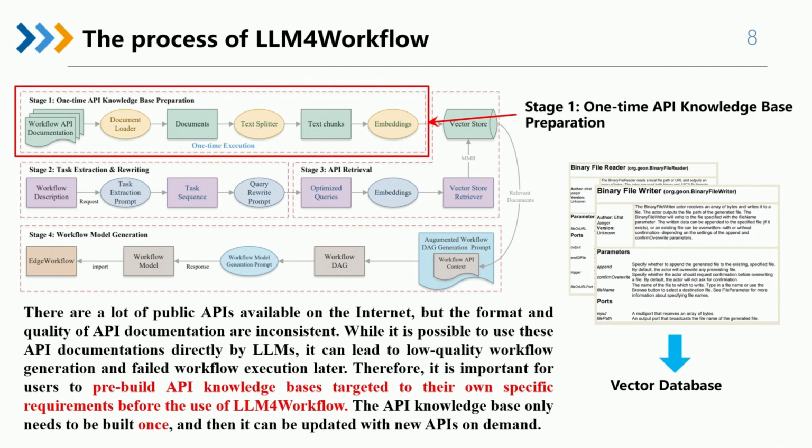Stage 1 is one-time API knowledge base preparation. There are a lot of public APIs available on the internet, but the format and quality of API documentation are inconsistent. While it is possible to use these API documentations directly with LLMs, it can lead to low-quality workflow generation and failed workflow execution later. Therefore, it is important for users to pre-build API knowledge bases targeted to their own specific requirements. Before the use of LLM-4 Workflow, the API knowledge base only needs to be built once, and then it can be updated with new APIs on demand.